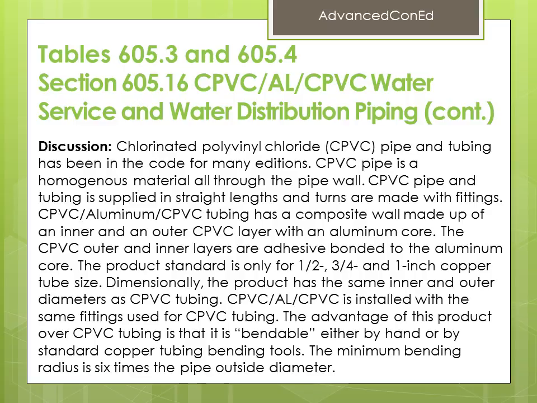CPVC aluminum CPVC tubing has a composite wall made up of an inner and outer CPVC layer with an aluminum core. The CPVC outer and inner layers are adhesive bonded to the aluminum core. The product standard is only for 1/2, 3/4, and 1 inch copper tube size. Dimensionally, the product has the same inner and outer diameters as CPVC tubing. CPVC, AL, CPVC is installed with the same fittings used for CPVC tubing. The advantage of this product over CPVC tubing is that it is bendable either by hand or by standard copper tubing bending tools. The minimum bending radius is 6 times the pipe outside diameter.